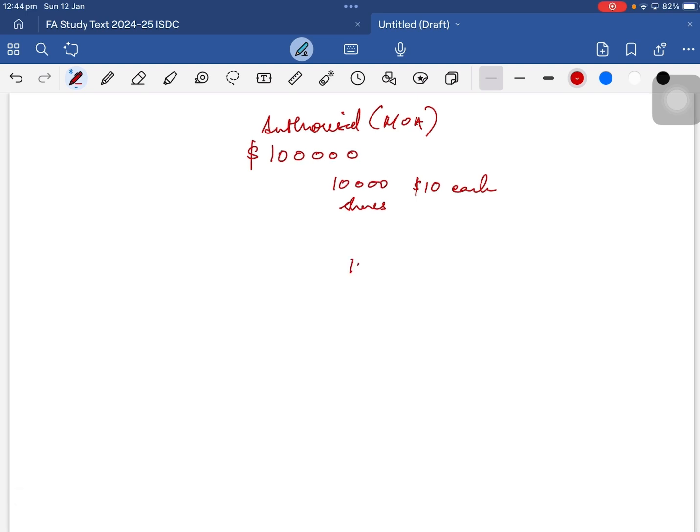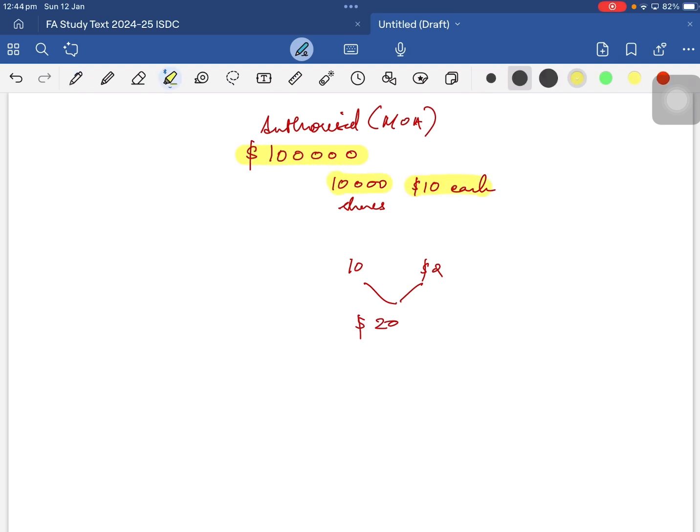If you have 10 chocolates, and each chocolate costs you $2, what is the total amount that you incur? 2 into 10, $20, right? That is the same logic here. 10,000 shares and each share costs you 10.